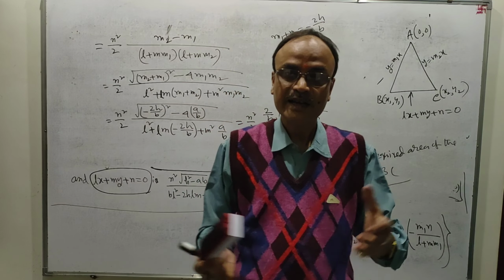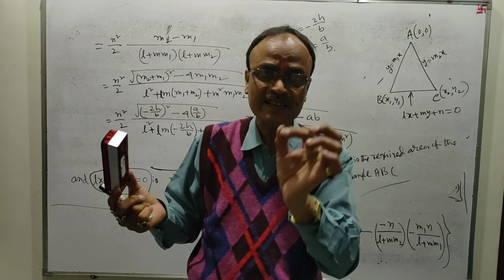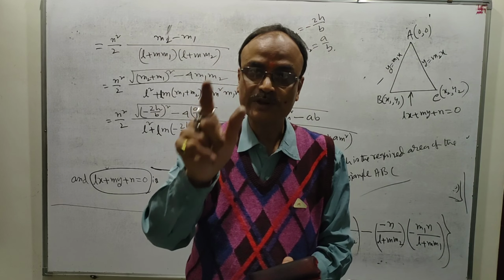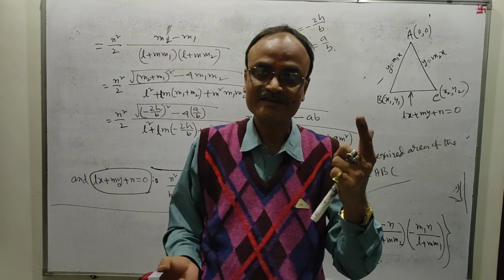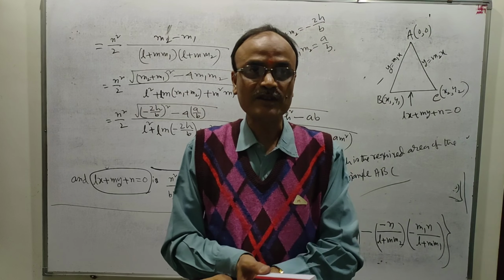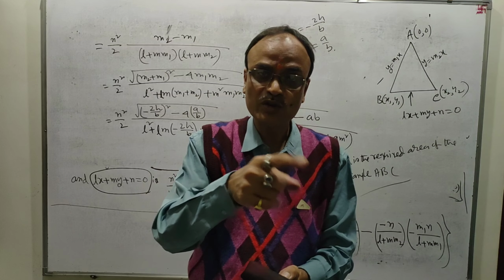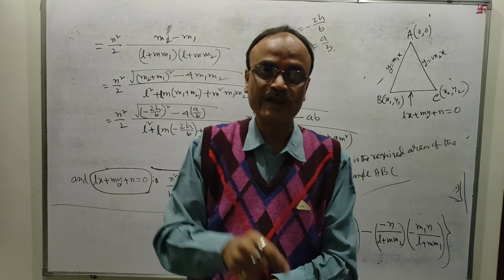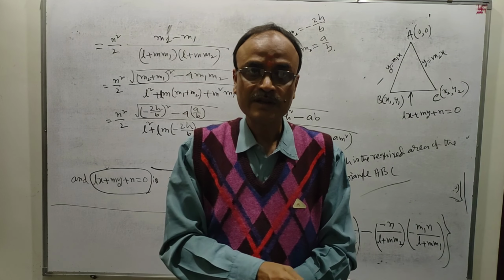Now you see, you are given the equations of the sides of a triangle. a x square plus twice h x y plus b y square equal to 0 represents a pair of straight lines passing through the origin. The two straight lines are of the form y equals m1 x and y equals m2 x. The point of intersection between the two straight lines is (0, 0).